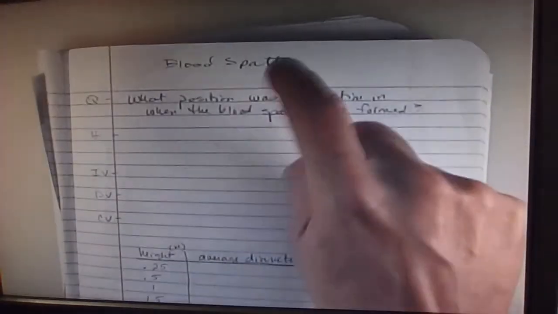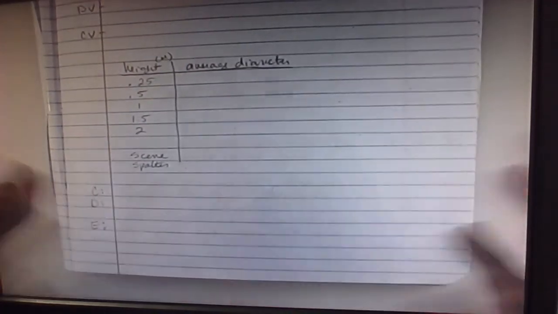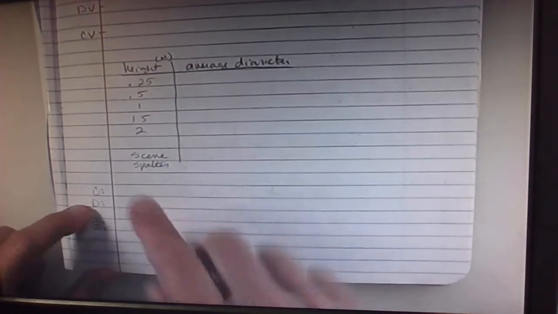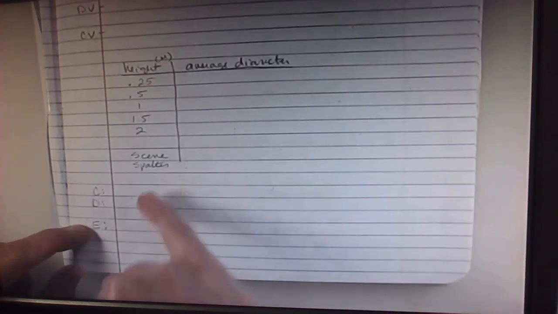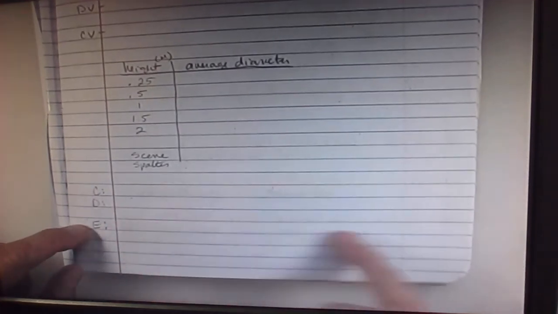So your claim is one sentence answering that question: what was the actual position that the person was in? Your data is two or three pieces of information that allow you to make that claim. Then explain. Within your explanation, you're going to talk about how that data allows you to say the claim. How do you know that? The data rejected or failed to reject your hypothesis, and maybe why. Explain why you can say that. And then your biological process: what's the general trend that you saw in the graph? What happens with the diameter of blood spatter as height increases?